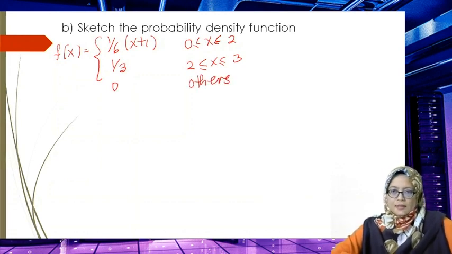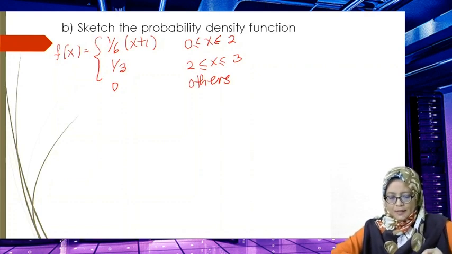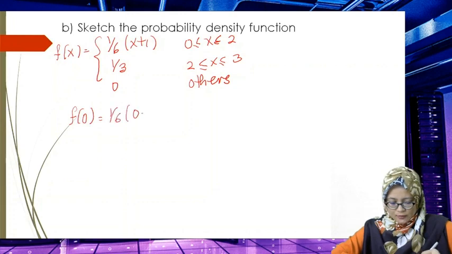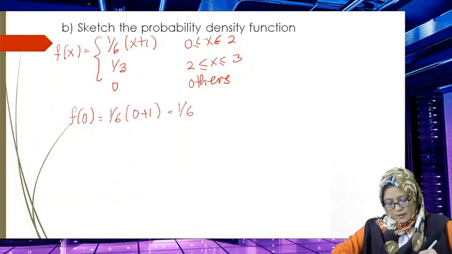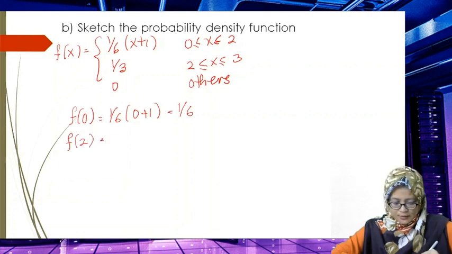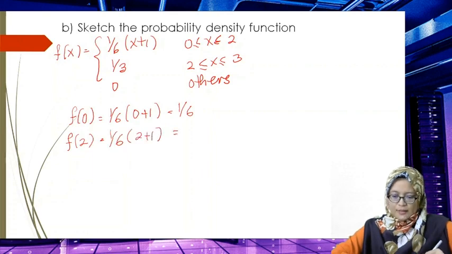Okay, so kita nak sketch graph. Okay, kita akan ambil nilai daripada interval yang ada ni. Maksudnya, you akan ambil x0, ganti dalam you punya function kat sini, 1 over 6, 0 plus 1. So, awak akan dapat 1 over 6. So, ambil nilai 2. Untuk first interval ni, ambil nilai 2, ganti juga dalam function tadi, 1 over 6, 2 plus 1. So, kita akan dapat 1 over 2.